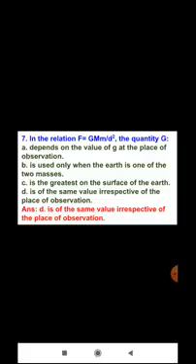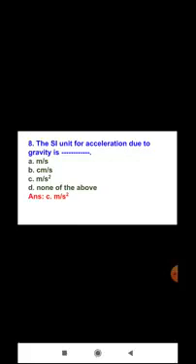Now, next question. The SI unit for acceleration due to gravity, that is small g, is it meter per second, is it centimeter per second, or meter per second square, or none of the above? Simple. The SI unit for acceleration due to gravity is meter per second square.